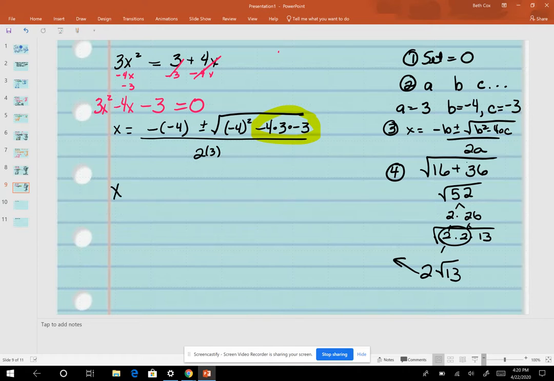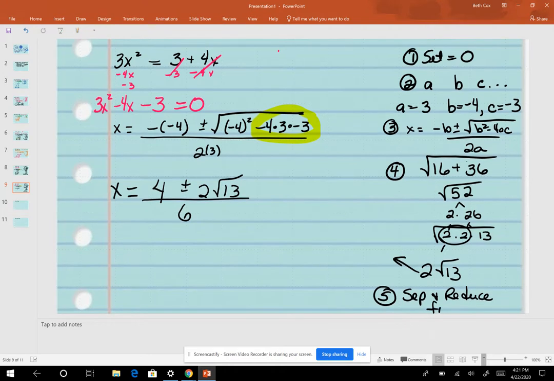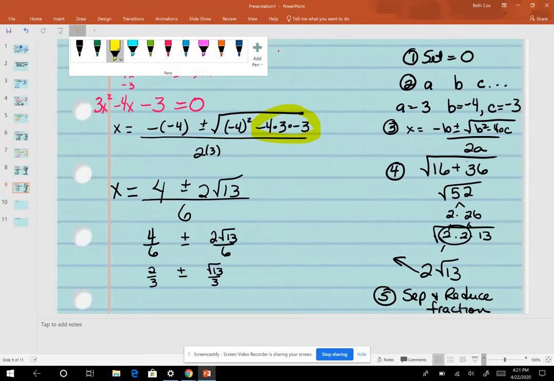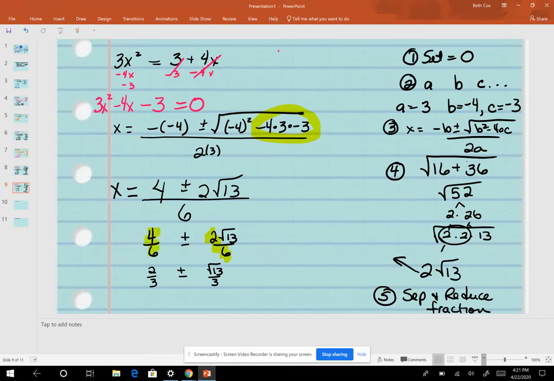All right, let's bring it back in. It's going to be a positive 4 plus or minus 2 square roots of 13 all over 6. Okay, step 5 is to separate and reduce the fractions. So that gives me 4 over 6 plus or minus 2 square roots of 13 over 6. That's 2/3 plus or minus, and that's going to be a 1/3. Separate my fractions. So here we go. So that is 1/3, and that one's 2/3.